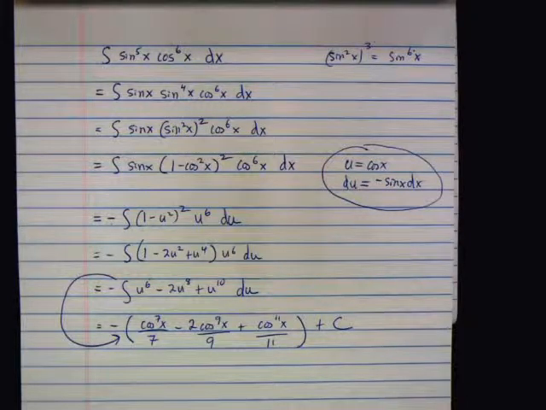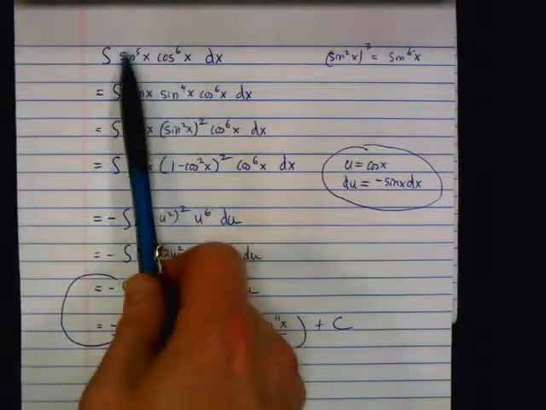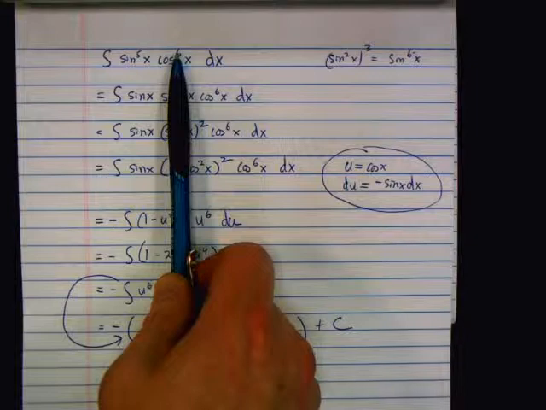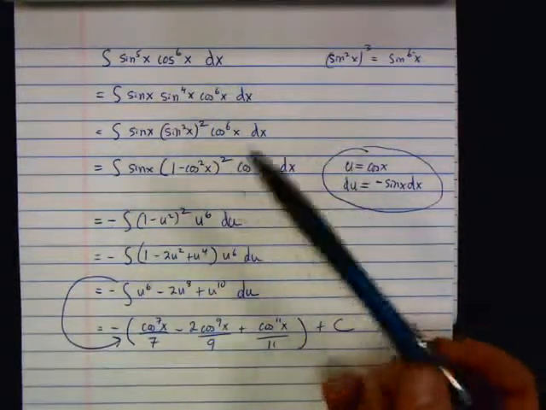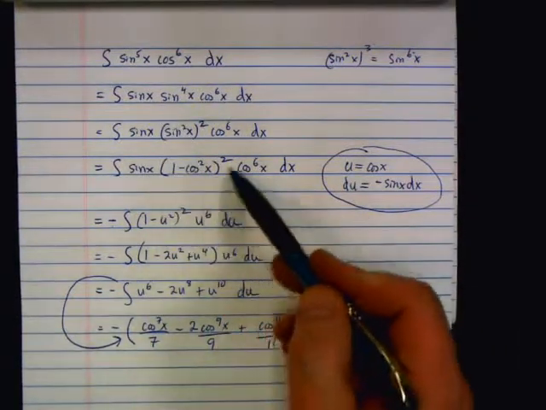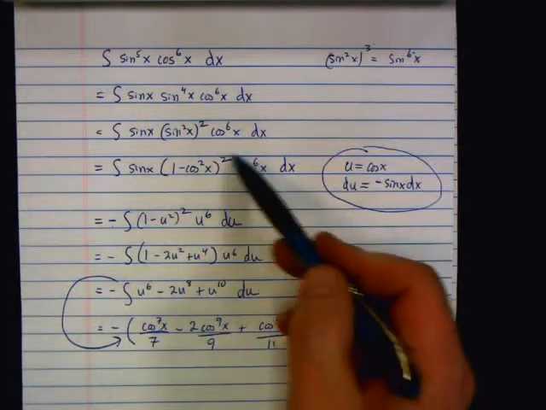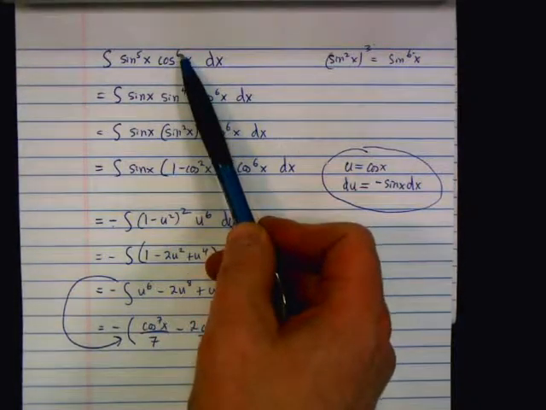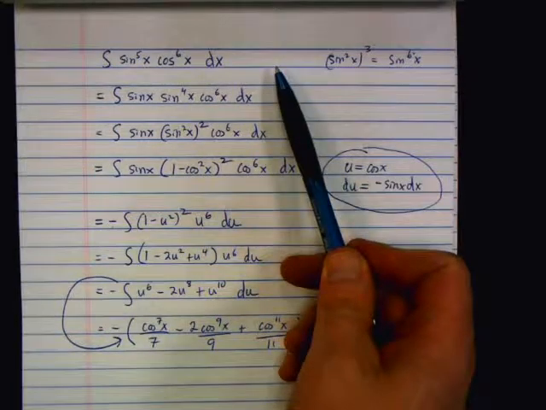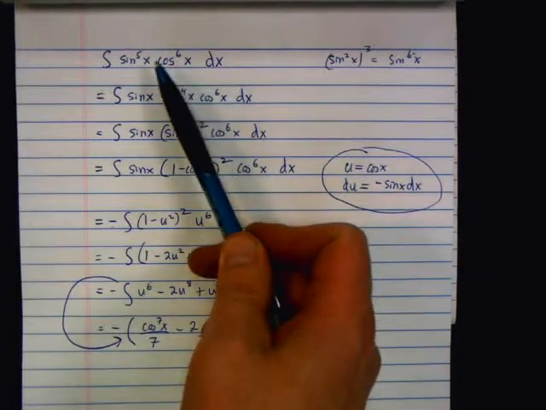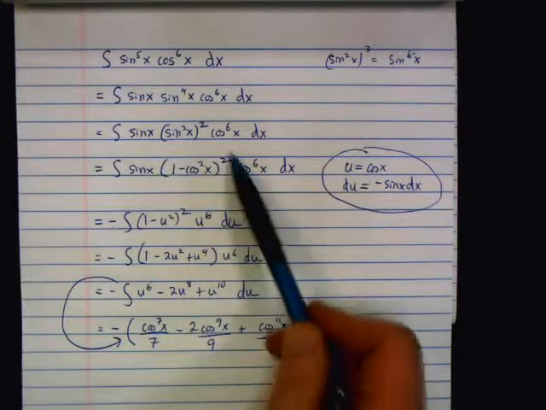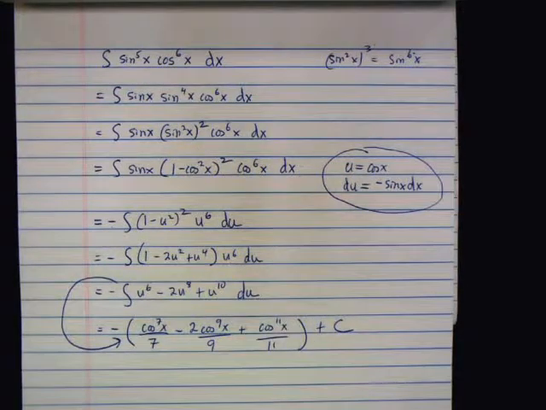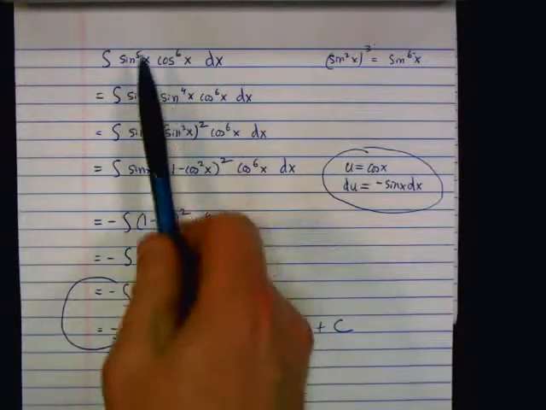My general rule of thumb is if they're both odd, I pick the one with the smaller exponent, because I don't want to have to end up dealing with something like this if I don't have to. If this were a sine to the 5th and this one were a cosine cubed, I would have pulled off one cosine, taken the cosine squared, written it as 1 minus sine, and then I wouldn't have to deal with this little mess here. So if they're both odd, you can do whichever one you want. My personal thing is pick the smaller exponent.